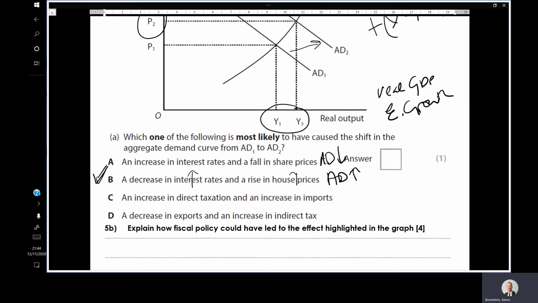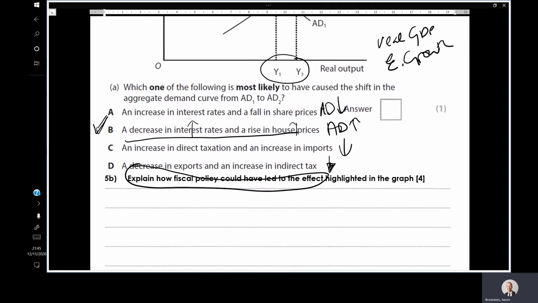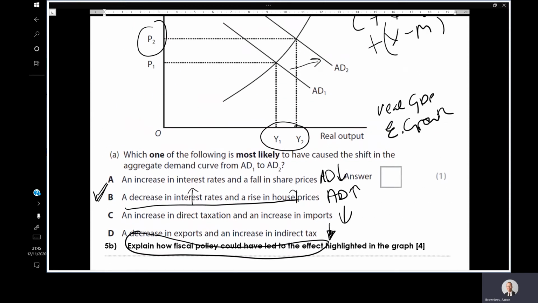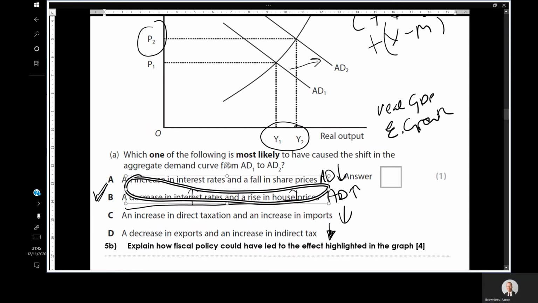Increase in direct taxation, well, that would reduce consumer spending. Increase in imports is a leakage. Decrease in exports and increase in indirect tax, again, indirect tax would reduce consumer spending. Decrease in exports would reduce an injection, so that will decrease aggregate demand. So even if you selected that one as being correct, you could just double check the others, or you could have double checked the others to make sure that that is fine.